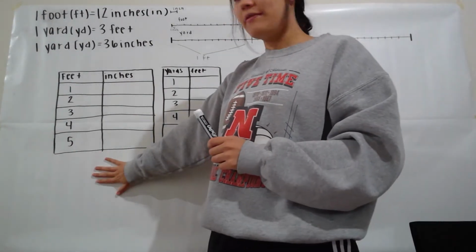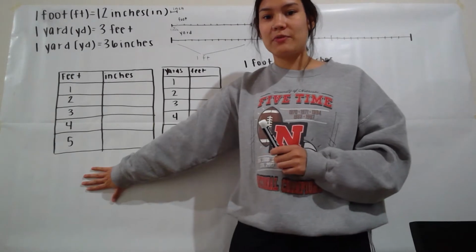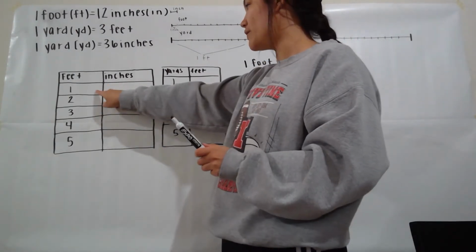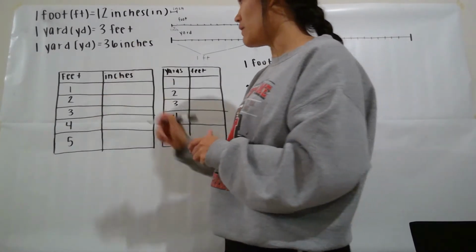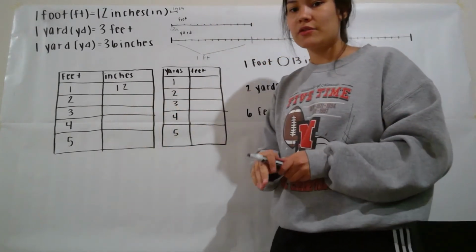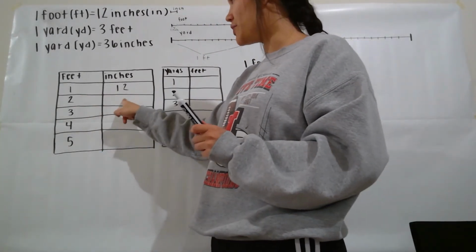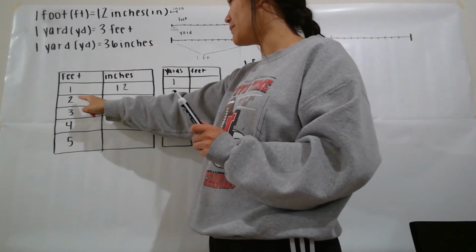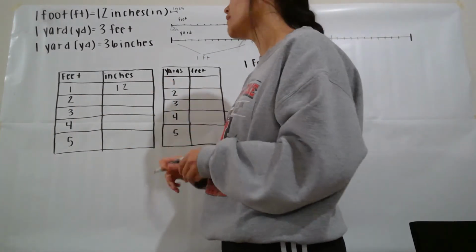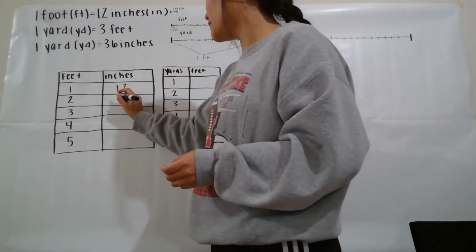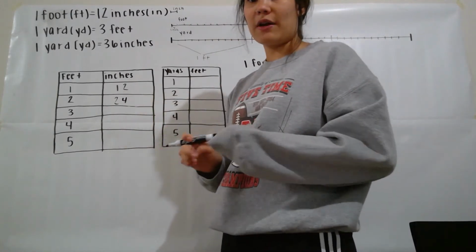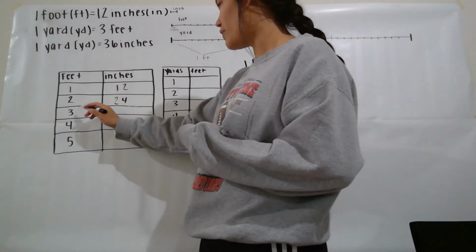So I want you to make this chart on a piece of paper as well. And we're gonna compare these measurements. So in 1 foot, we know that there's 12 inches. So in 2 feet, to find out how many inches, we're going to do 2 times 12 because there's 12 inches in 1 foot and we're doing that twice. So 12 times 2 is 24.